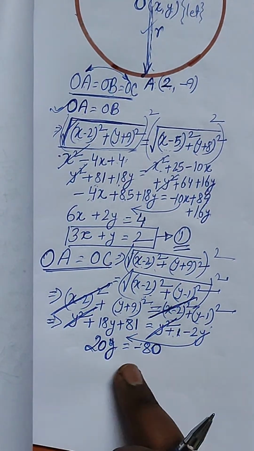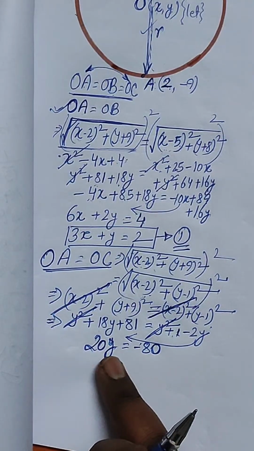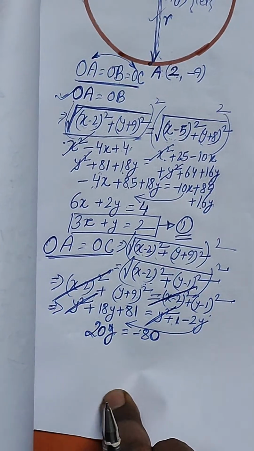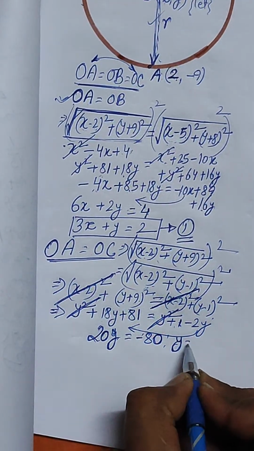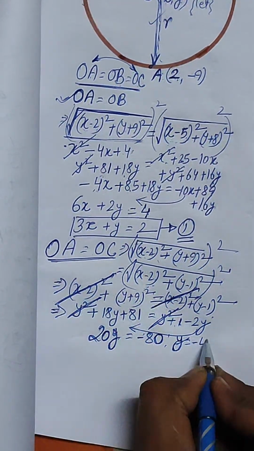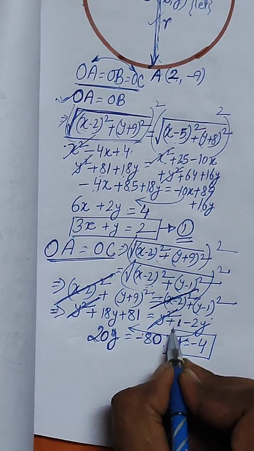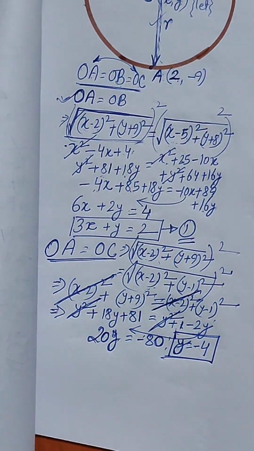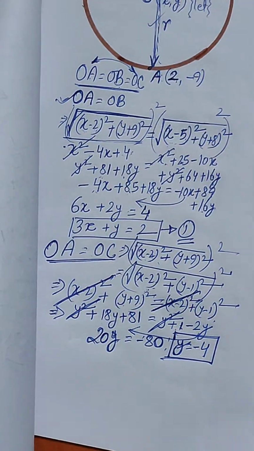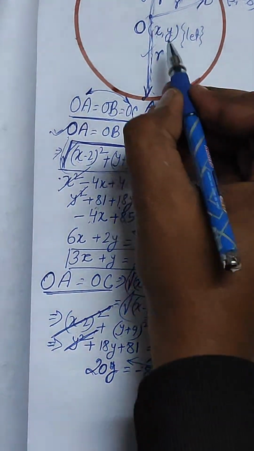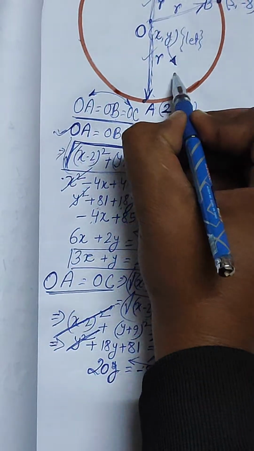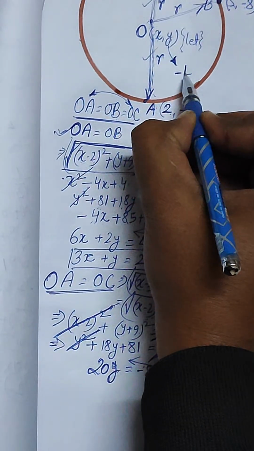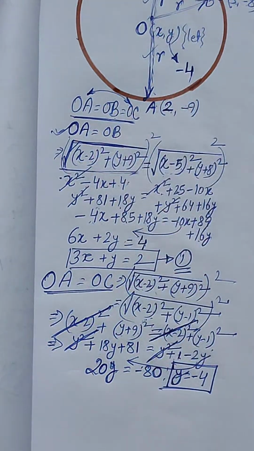So we are just about to find the ordinate of the center. Okay, so this will give you the value of y as equal to minus 4, right? So for the center, the ordinate is calculated, and that is equal to minus 4, right?